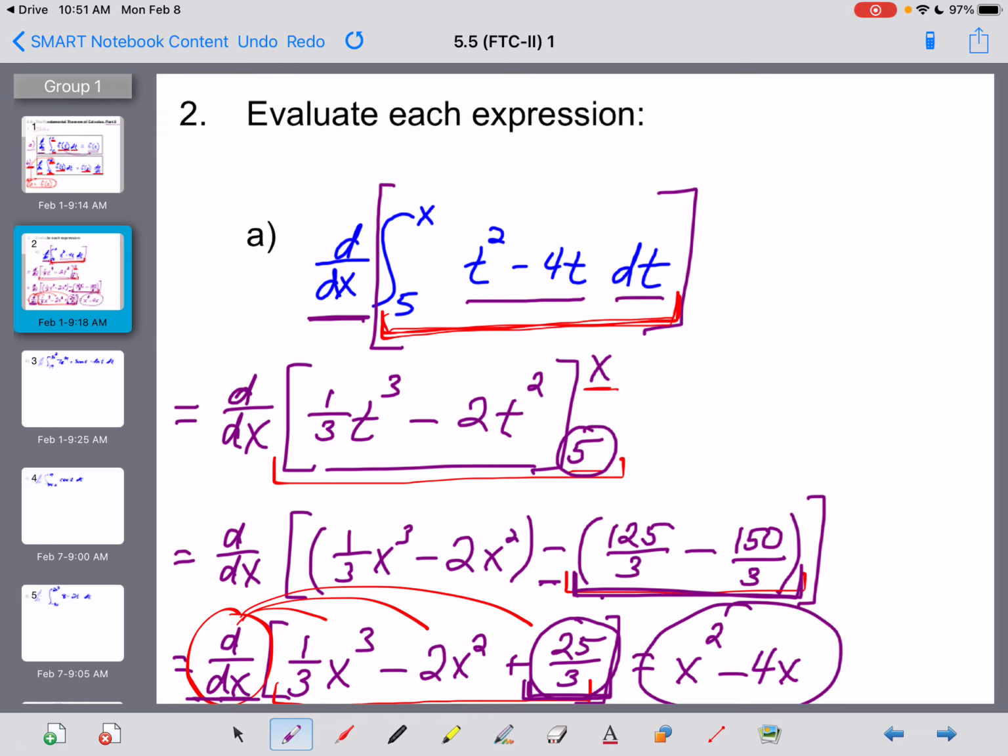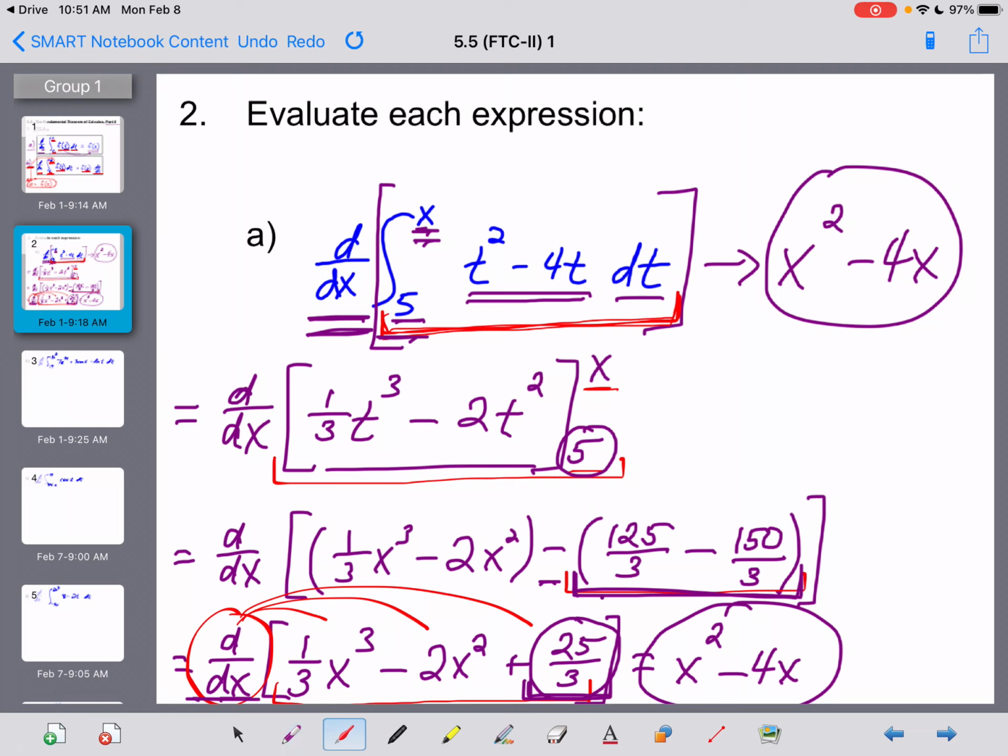X squared minus 4x, which of course is what we had a while ago when we realized that the derivative of a definite integral, assuming that you have a constant on the bottom and an x in the upper limit of integration, is simply equal to your original integrand, but we just replace those t's with whatever this variable is right here, and in a much more efficient way, we would have gotten, and we will get in the future, x squared minus 4x. Okay, same answer, whether we did it the hard way or the easy way.